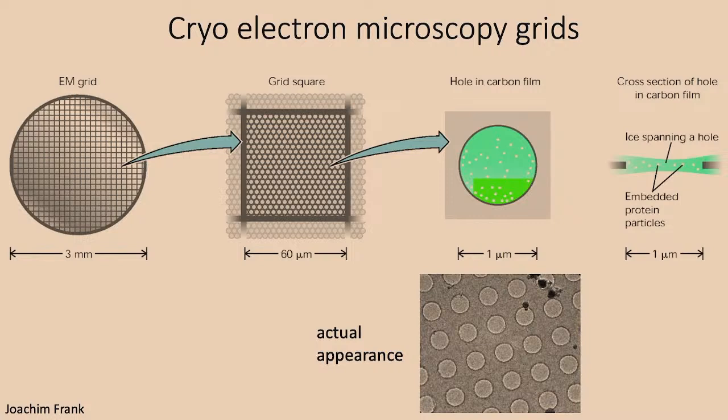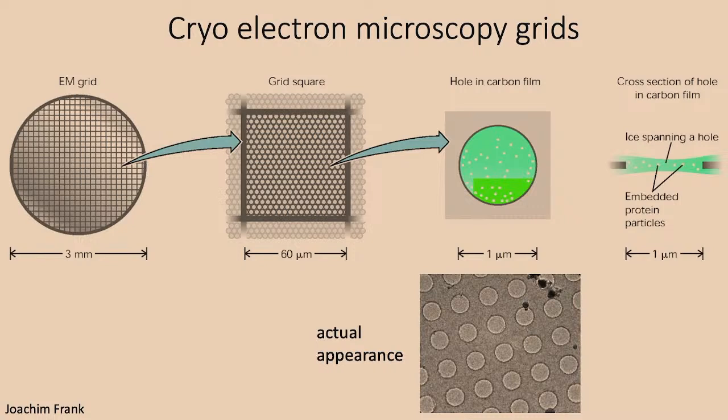So the samples are spotted onto a grid, which is quite small, 3 millimeter in diameter. How many have done EM here, actually? Okay, so this I borrowed from Yacom.